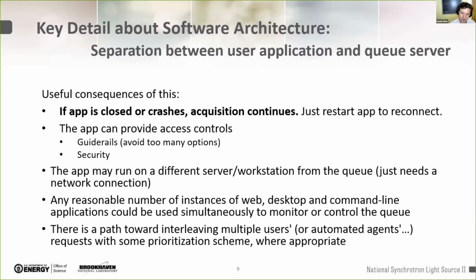Because this app can run on a different machine from the queue, it's very easy to make this remote. And you can also connect multiple apps to the same queue. So you can imagine multiple different apps of different types observing or controlling the queue at the same time, which gives us a path toward interleaving multiple users' requests, or even having a user and an automated, say, AI-enabled agent adding or removing things to the queue or reprioritizing. So there's lots of interesting potential in this idea of an experiment queue connected to a user-facing application.